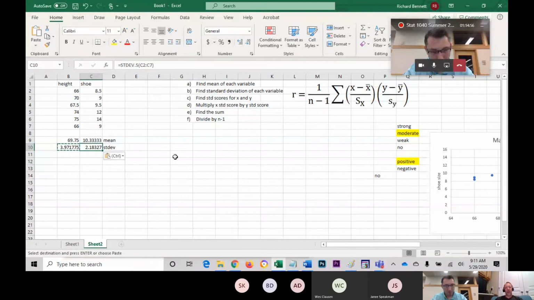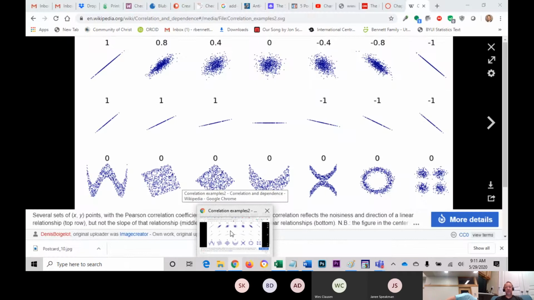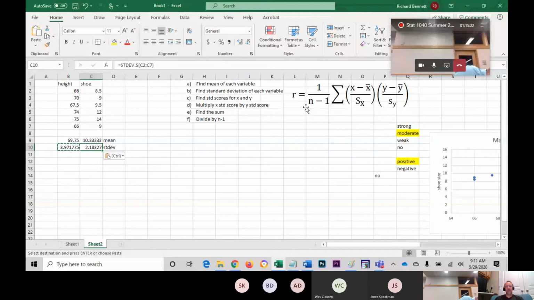Now, I haven't looked at your calculators. Hopefully you have a calculator that will figure out your standard deviation. So Easton, just because I see your face, do you know what kind of calculator you have? Yes, I have a Texas Instruments. What's the model number? The TI 30X. 30X, okay.